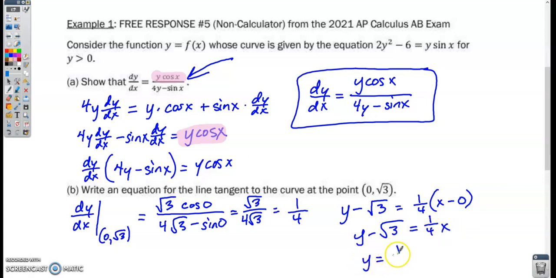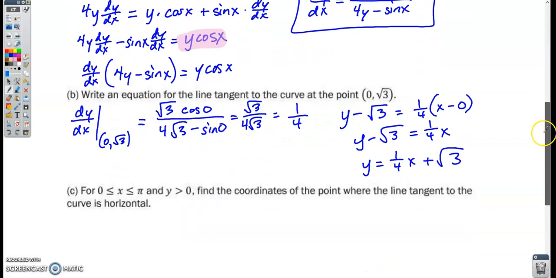Or I could simplify to this. Don't forget your plus sign, like I did. Or I could simplify to this. And actually, any of these three are going to be acceptable answers for our equation for our tangent line there. Okay? All right. Let's see what part C has to offer.